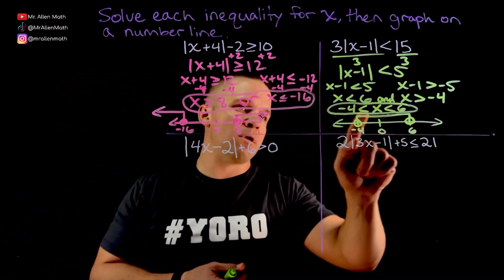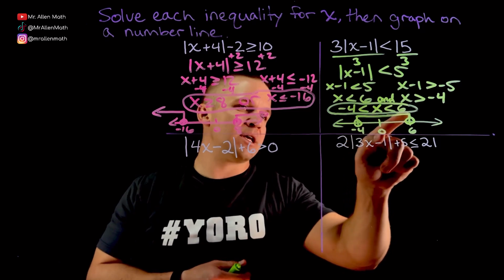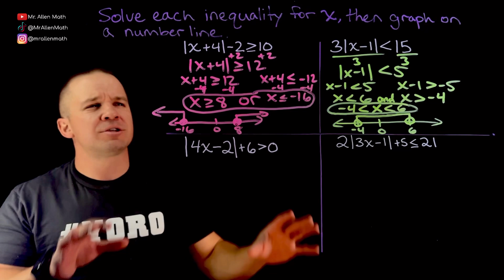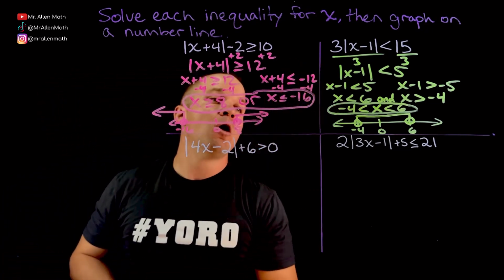You can even read it left to right. Negative 4 is less than x, which is less than 6. Cool. The graph spells it out as well. There we go. Sorry, a little bit smushed right there, but we got it done.